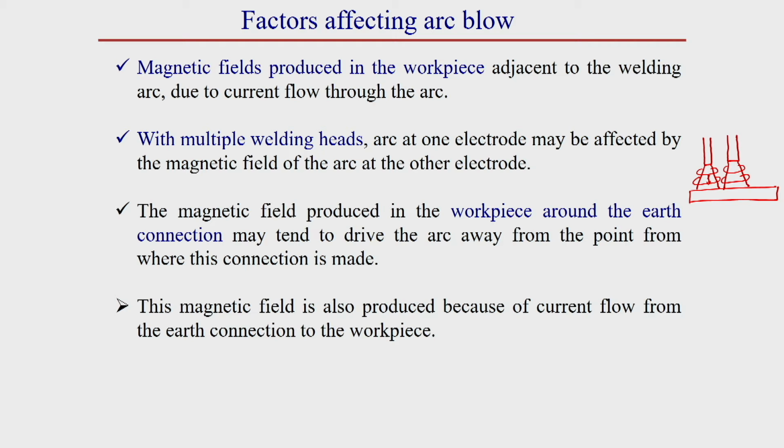Apart from this, the magnetic field produced in the workpiece around the earth connection may tend to drive the arc away from the point where this connection is made. So, due to the earth clamp also there is a chance of arc blow. This is because current flows from the earth clamp to the workpiece, and wherever there is a flow of current, some magnetic field is generated. This magnetic field can create arc blow once the arc passes near the earth clamp region.